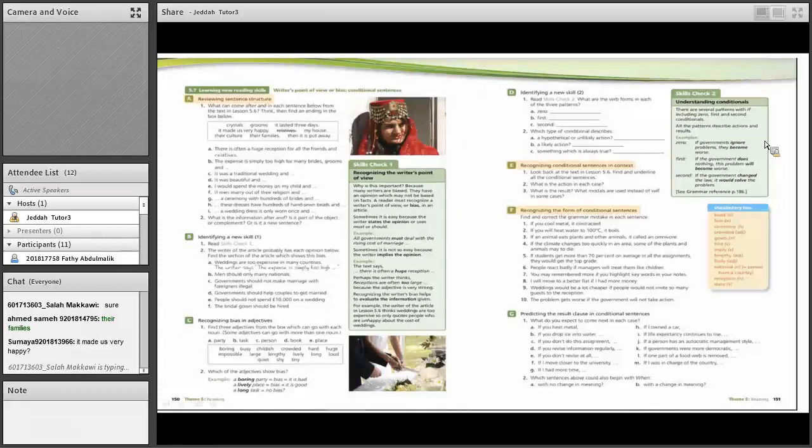Yes, it was beautiful. Yeah, it lasted for 3 days. Perhaps it lasted for 3 days. Can go with C. It was a traditional wedding, and it lasted for 3 days. And then D. It was beautiful, and it made us very happy. Let's move all the way to E. I would spend the money on my child and my house. Yeah.